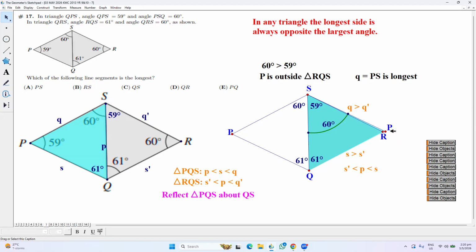You can do rotation also, I think, but since it's reflection, 61, 61, it makes the explanation much easier.